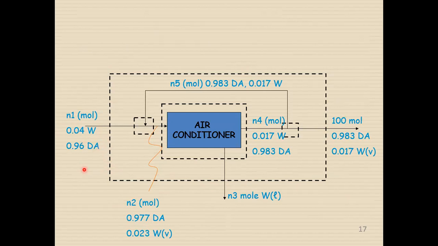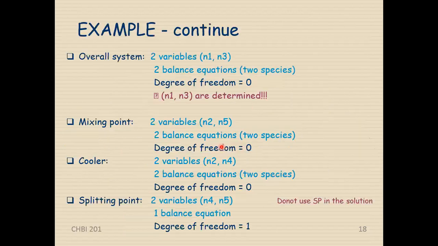The degree of freedom is the number of unknown variables minus the number of independent equations. So here there are two unknowns and two balances can be applied. When you subtract 2 from 2, it becomes 0. So zero degrees of freedom, it is a specified system.